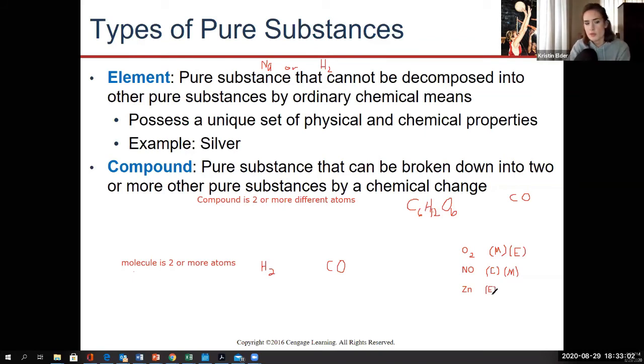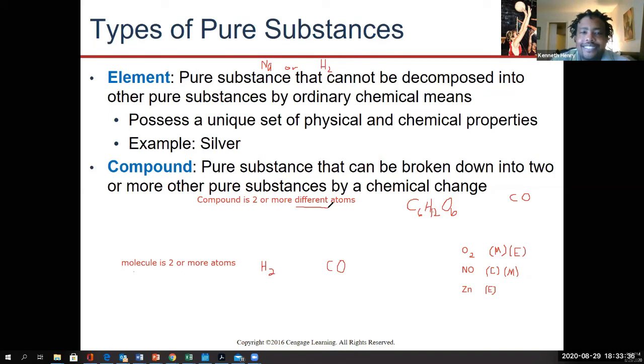I have a question. What's the difference between a molecule and a compound? Because I can't tell by the definitions that you put down there, what's so different about them. A molecule is 2 or more atoms. It doesn't say different, right? All you need is 2 or more. Oxygen is 2 or more. So, for instance, oxygen can be a molecule, but it can't be a compound because it's not 2 or more different atoms. Okay, so that is the difference.